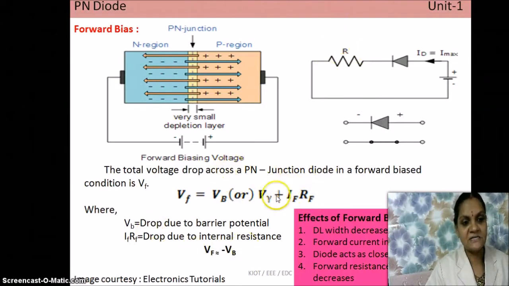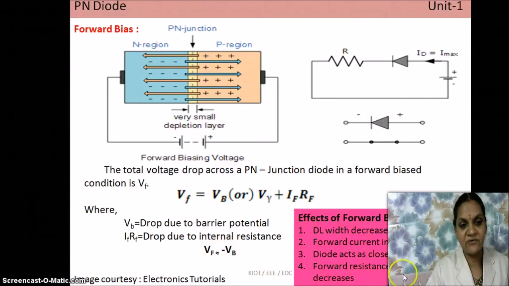Since this internal resistance is very small under forward biased condition, the drop across that resistance is considered very small and approximately negligible. So we can say that the forward voltage Vf is approximately equal to minus Vb. Why minus Vb? Because this is a rise and this is a drop. In order to represent the drop, we use a negative sign.